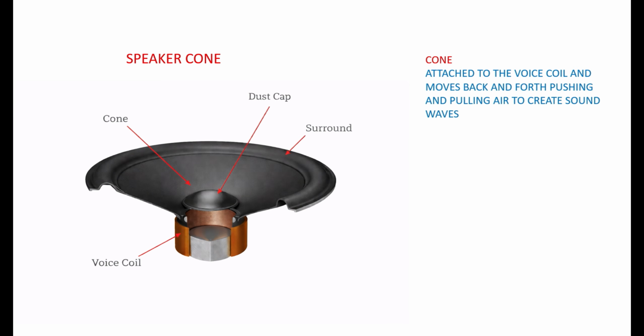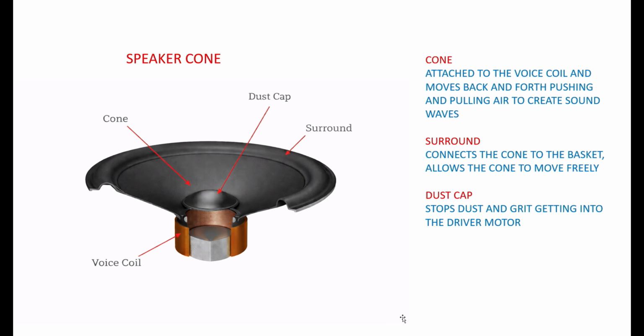So the speaker cone is made up of the cone, the dust cap, and the surround. The cone is attached to the voice coil, so as the voice coil moves back and forth, it pushes and pulls the cone, and it's the cone that actually creates the pressure waves that we hear as sound. The surround we touched on earlier is the outer rim of the cone that connects the cone to the basket and allows the cone to move up and down and flex. And the surround, as we spoke earlier, is part of the speaker suspension.